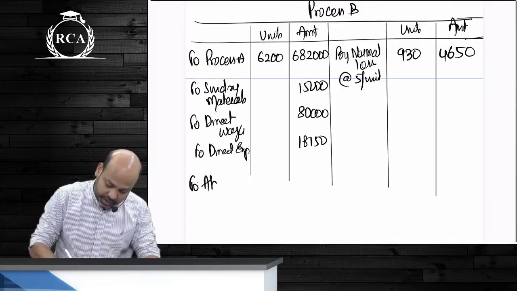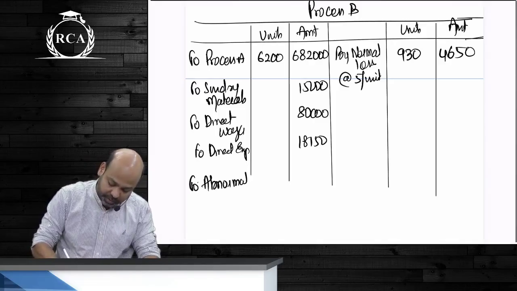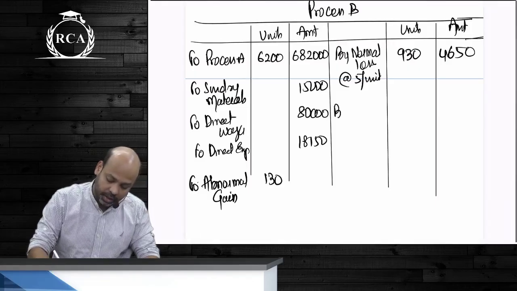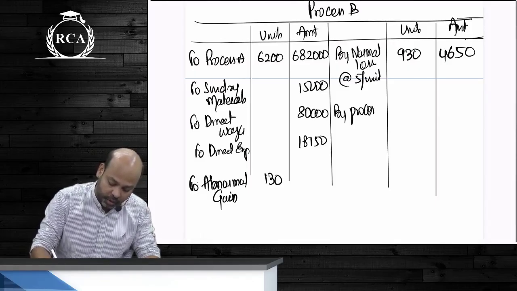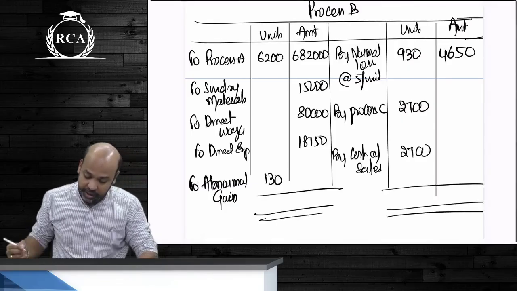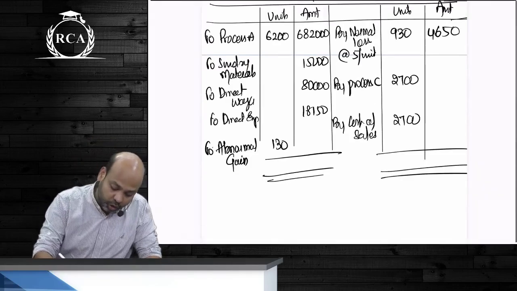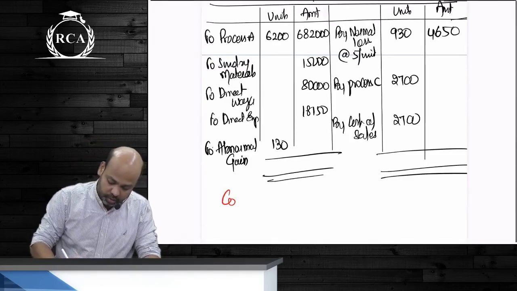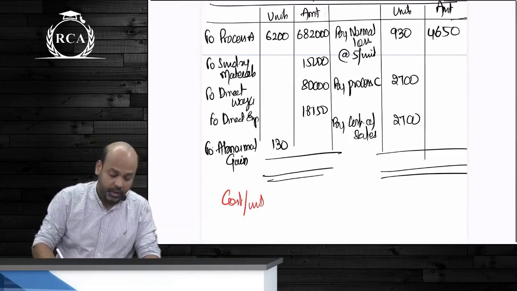In this question, in this process, I have abnormal gain. How many units? 130. How many units are being transferred to the next process? 2,700. How much is your cost of sales? Number of units, beta, 2,000. The amounts to be written against these I will know only after computing cost per unit.